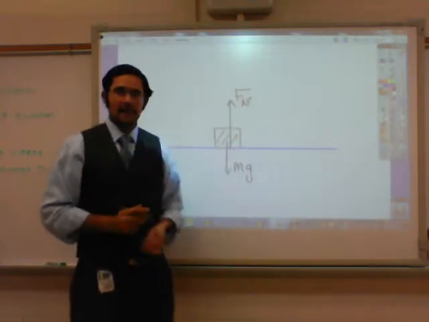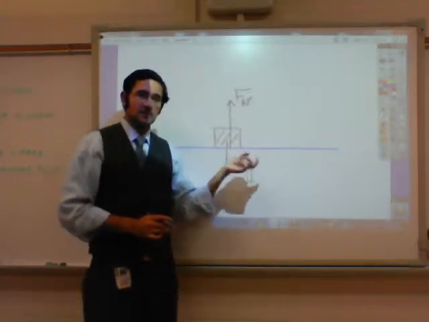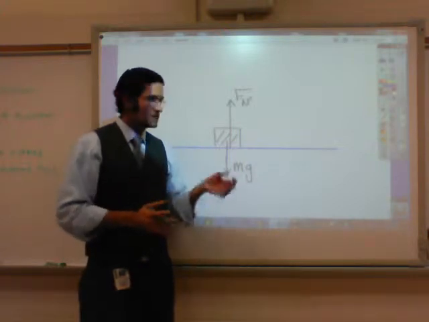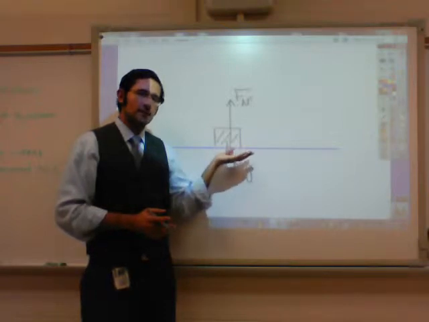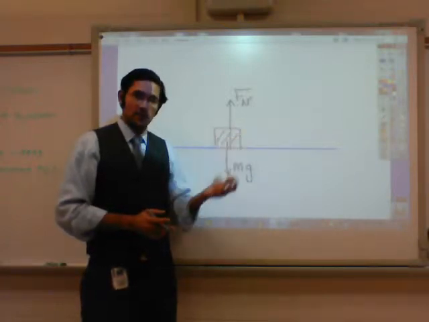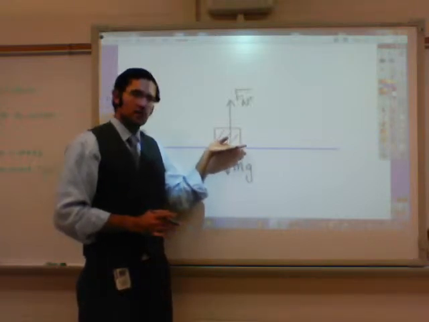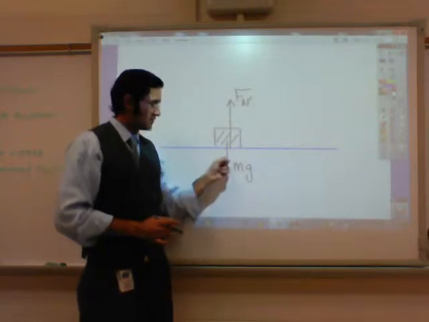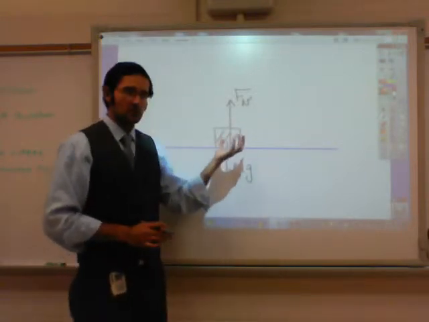F subscript n represents the normal force. It represents the force that a surface exerts on an object in response to all of the forces that the object exerts on the surface. So it keeps the object in equilibrium. It keeps the object at rest, or keeps the object on top of the surface. If the surface wasn't strong enough, then the surface would break and the box would go straight down because the force of gravity would be too strong for the surface. But in this case, we're saying the box stays on the surface.